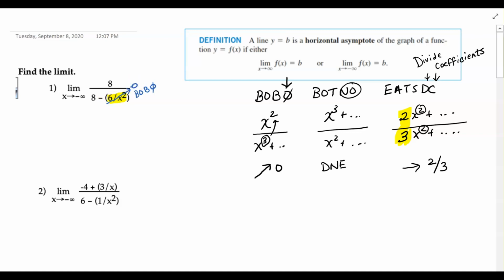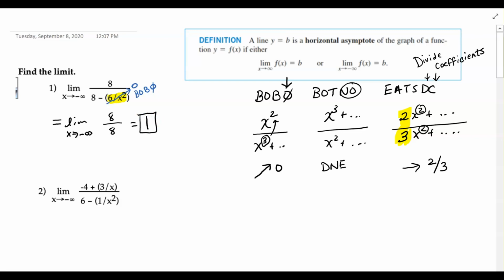All right? So what are we left with then? We are left with the limit as x approaches negative infinity of 8 divided by 8, which is just 1, and the limit of a constant is the constant itself.